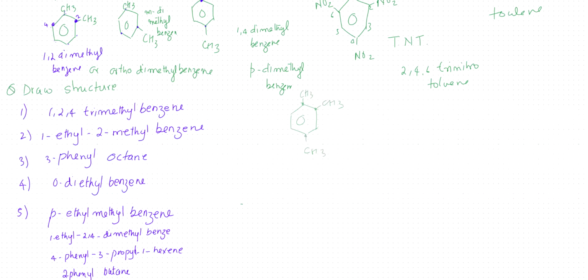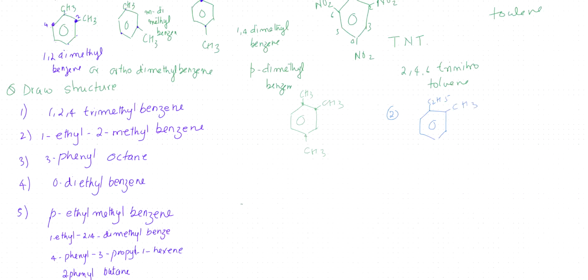Next one, 1-ethyl-2-methylbenzene. Draw benzene first. So 1-ethyl, that is C2H5, and 2-methyl. Here is methyl, CH3, on the benzene.